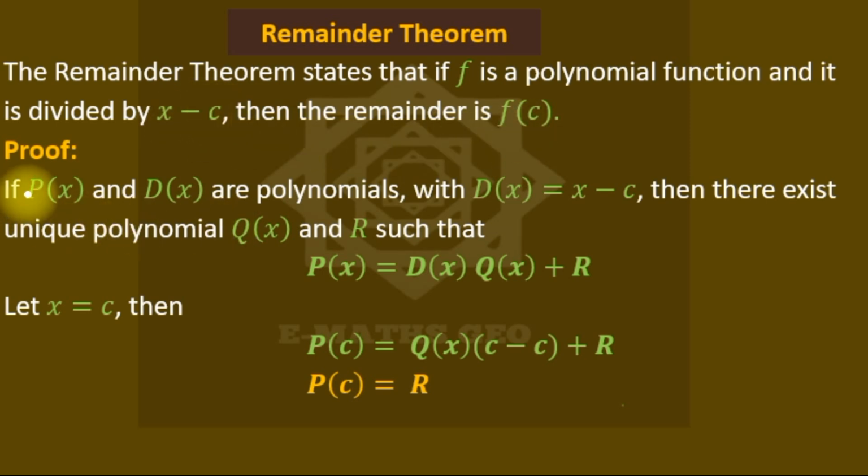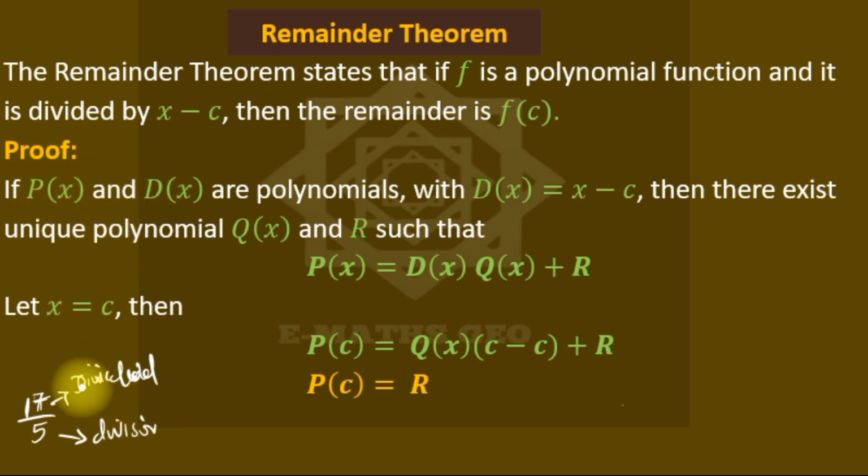So let's prove it. If you have p(x) and d(x) as polynomials, with d(x) being x minus c, then there exist unique polynomials q and r such that this is just to tell us, whenever you're asked to divide something by something, for example, 17 divided by 5, this 17 is the dividend, while 5 is the divisor. So that's what we are telling us.